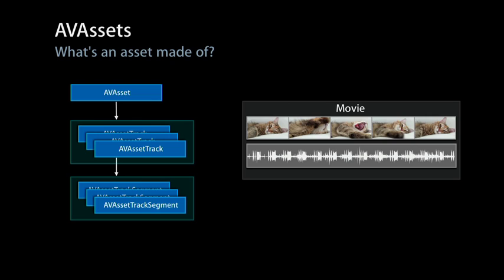An asset has a structure. It's made of tracks, and the tracks consist of segments. A track is a single kind of media, a video track or an audio track. And you may have more than one track of a given kind, say an English language audio track, a German audio track, or some other language. And tracks have segments. While many tracks will be a single segment, we will see later on that tracks can have many segments.